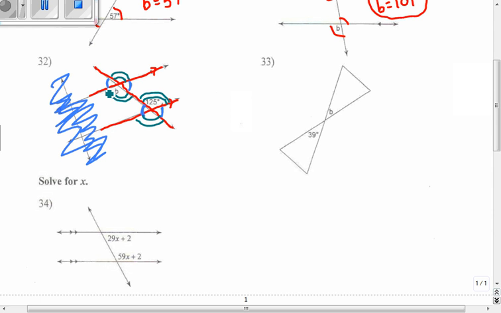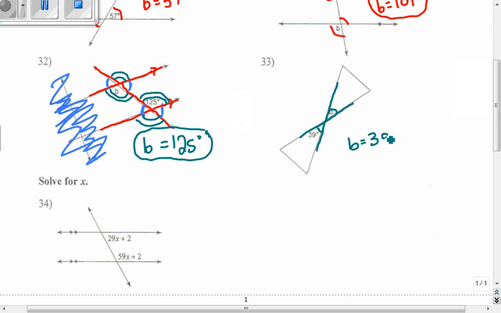Okay, do B and 125 have the same mark or different marks? The same. And these, I have 2 marks in each. So B is equal to 125 degrees. If they had different marks, we would set them up by adding them together and setting that equal to 180 degrees. Very good. All right, in problem 33, what kinds of angles do we have? Vertical angles, and vertical angles are always congruent. So B is equal to 39 degrees.